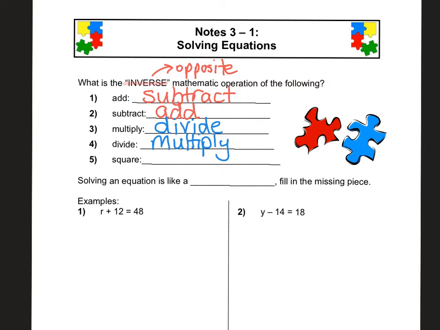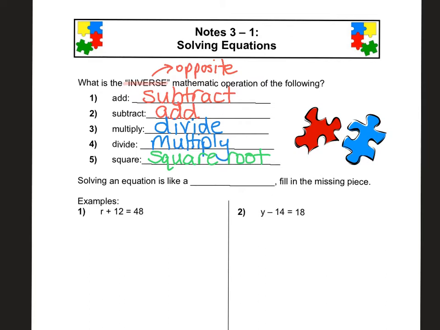Okay, so here's one that we might not use all the time, square. What does it mean to square something? So 2 squared, 2 times itself, would be 4. So what's the opposite of squaring something? Well, the opposite of squaring something would be to take the square root. So 2 squared is 4, so the opposite would be to do the square root of 4, which would be 2.